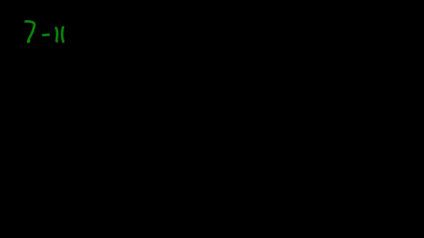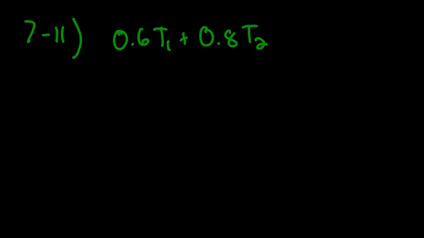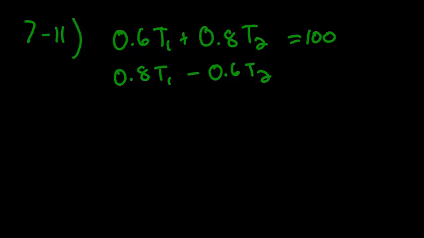For this one, we have two equations, right? And this is similar to something that you saw on the first exam, those tension equations. So we pretty much have a 100-pound weight, and we're given the two following equations. We're given 0.6 T1 plus 0.8 T2, and this is equal to 100. 0.8 T1 minus 0.6 T2, this equals 0.